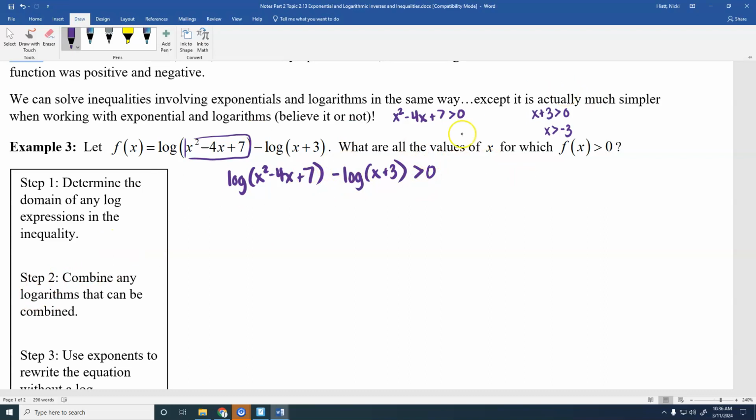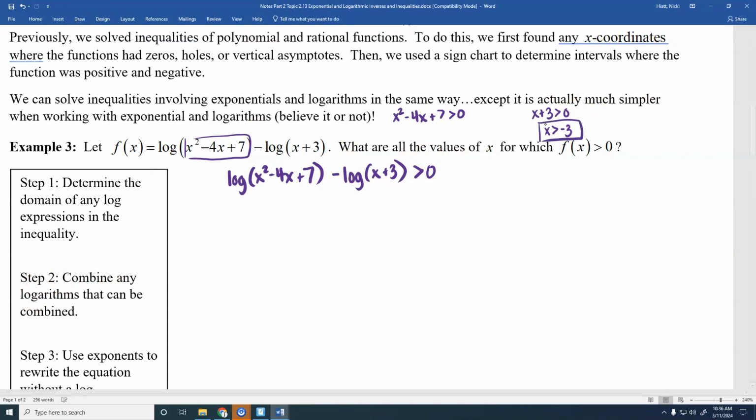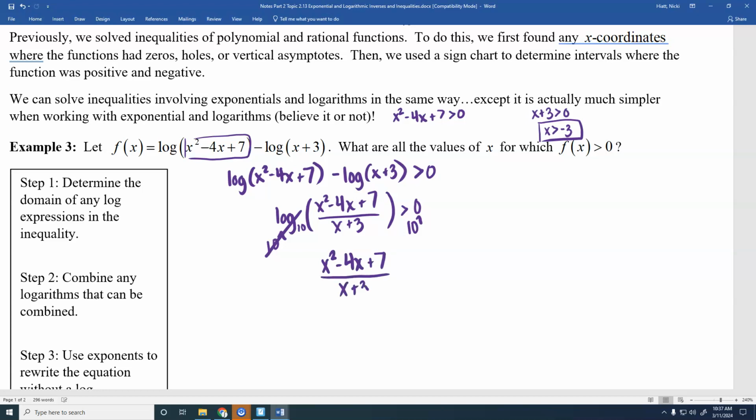The next thing that we want to do, now this is just a restriction. So we know that nothing can be below -3 on this or it will make that false. So now we're going to actually solve. We are going to combine any logarithms that can be combined. If I have subtraction with logarithms, what does that become whenever I put those together? Division. So this will be log of x squared minus 4x plus 7 over x plus 3 is greater than 0. And I want to get rid of that log. What's the base on that log? It's 10. So I need to do 10 to the power over here and 10 to the power over here. So that will give me x squared minus 4x plus 7 over x plus 3.